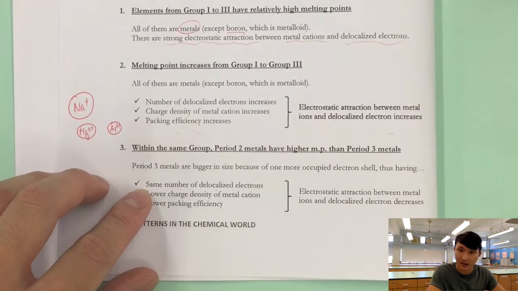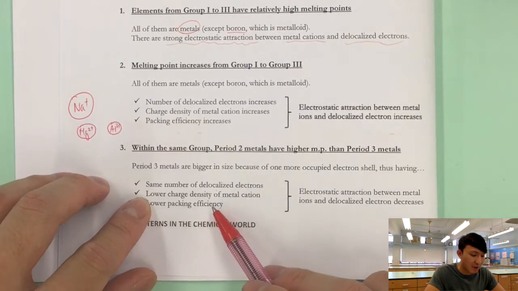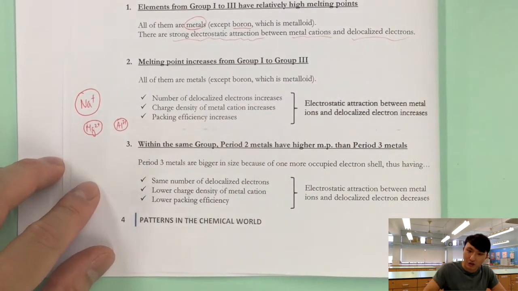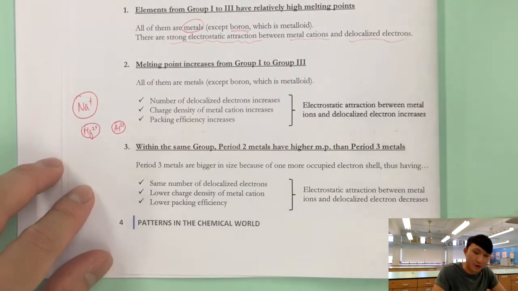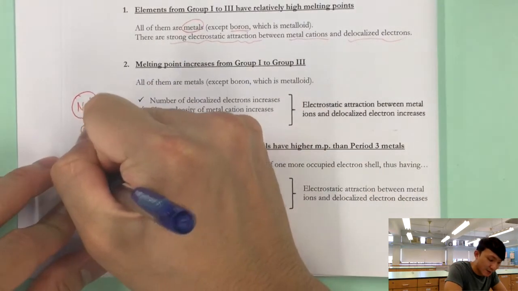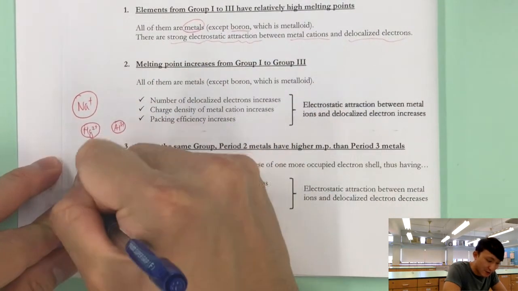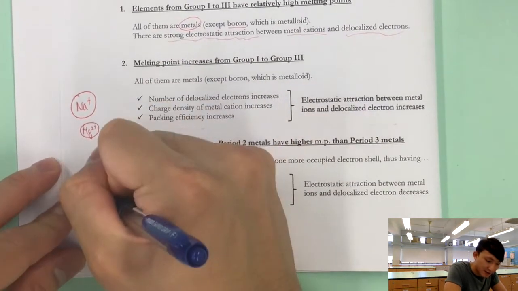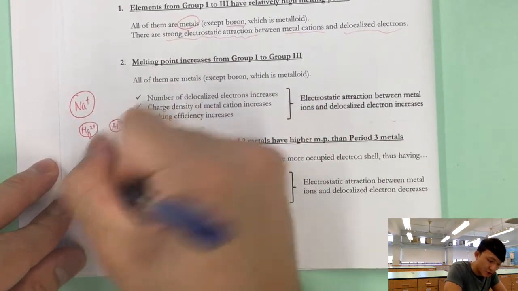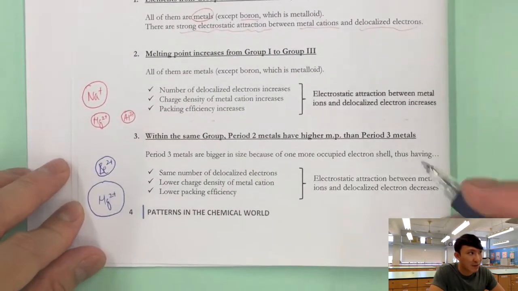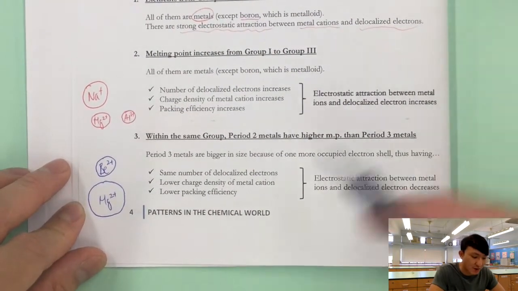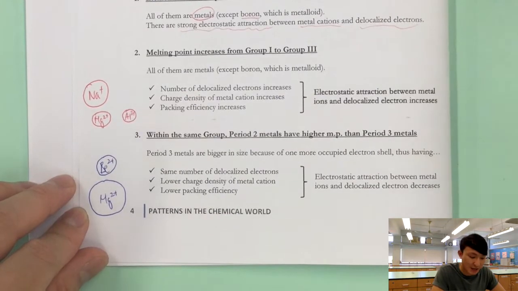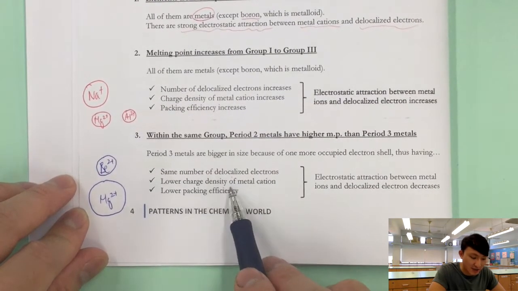So group 1, 1 electron; group 2, 2 electrons, right? Now, however, if you compare the two ions, let's just focus on group 2, which has beryllium 2+ versus magnesium 2+. Knowing that Be 2+ is this size and Mg 2+ is much larger, when you compare the charge density, of course, Mg 2+ has a lower charge density.